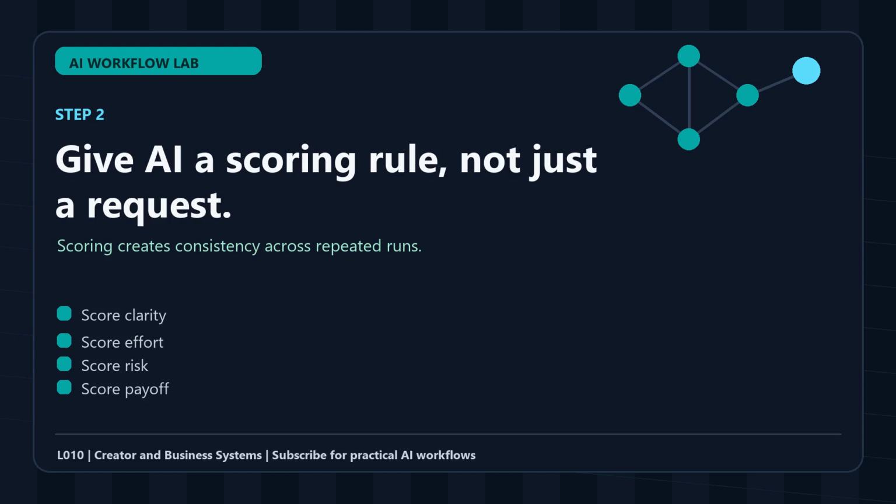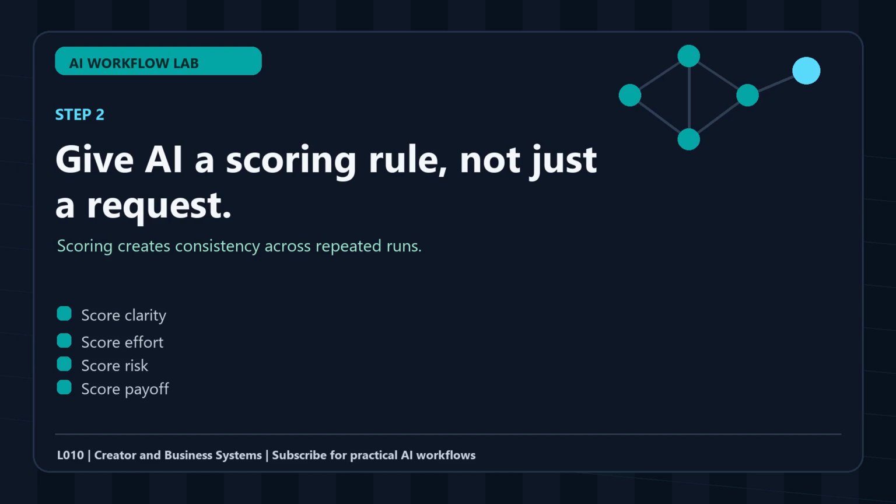Step 3 is the output template. This is where many people lose the system. They get one good answer, then the next answer comes back in a totally different structure. That makes it hard to compare results, improve the workflow, or turn the output into action.